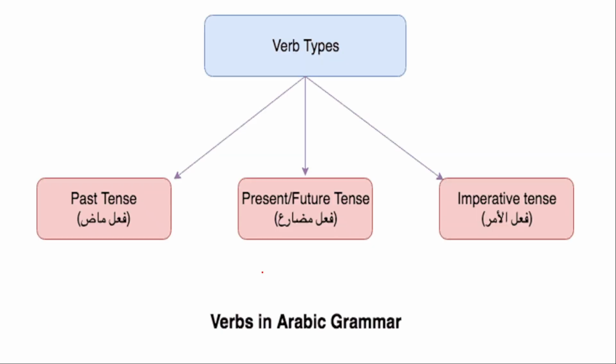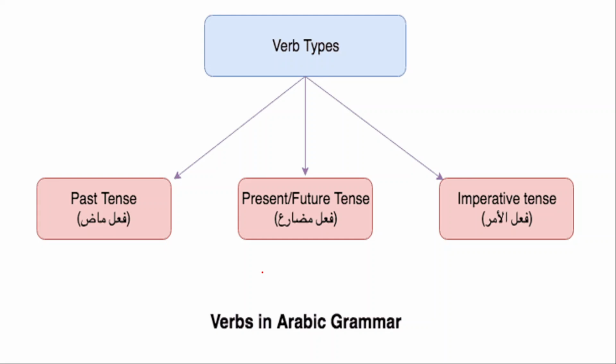Next we will discuss the verb type. There are three types of verb. You can start from the left hand side. It consists of past tense, in which the action has already happened in the past. Then you have present and future tense combined together in Arabic, which we call fi'l mudari, and then you have imperative tense, fi'l amr.